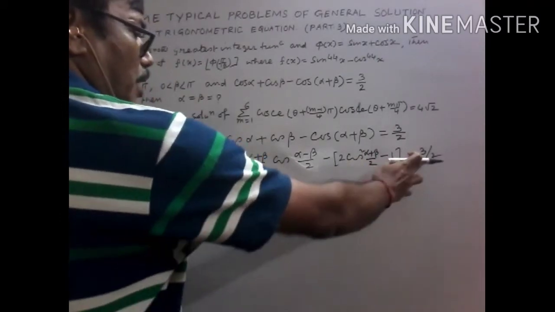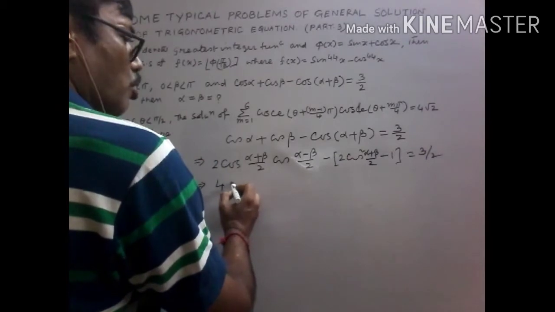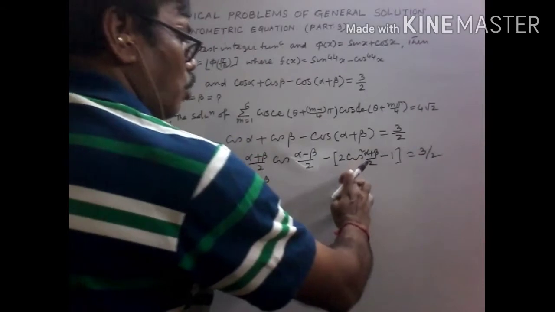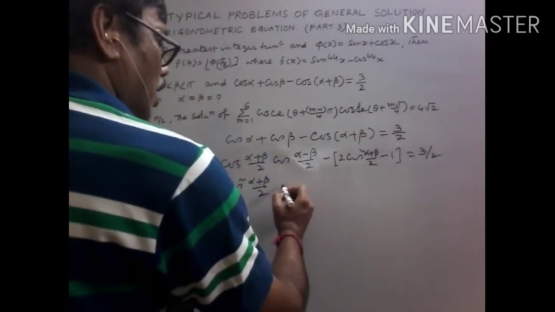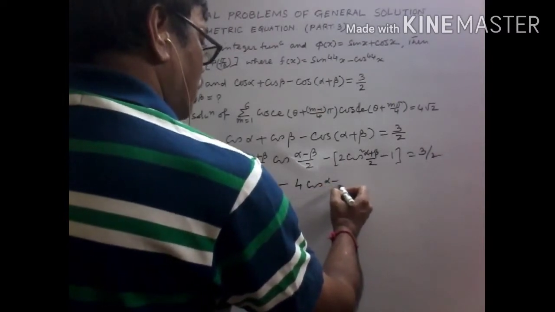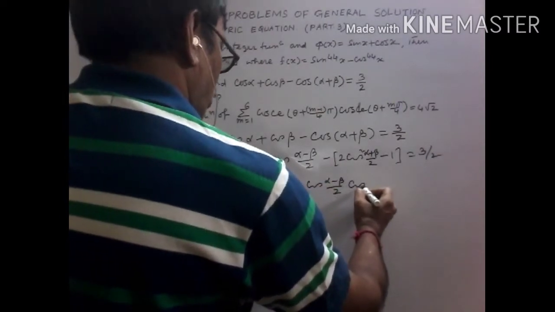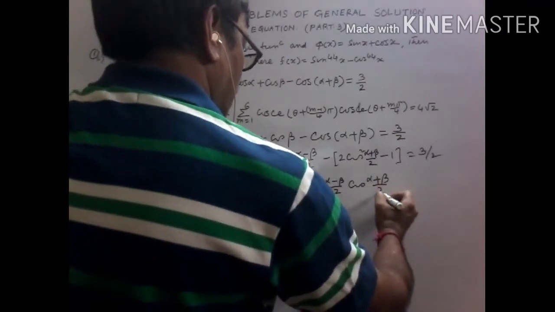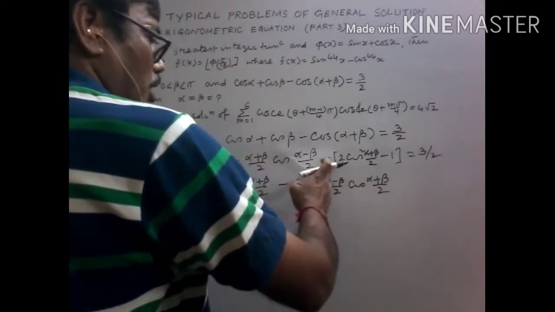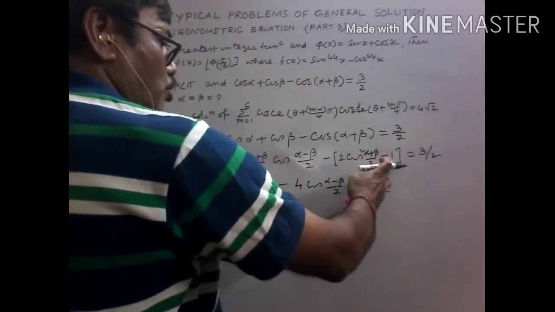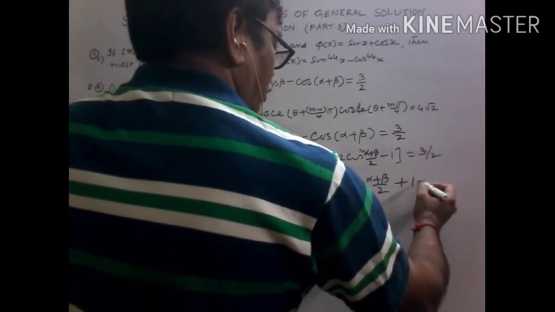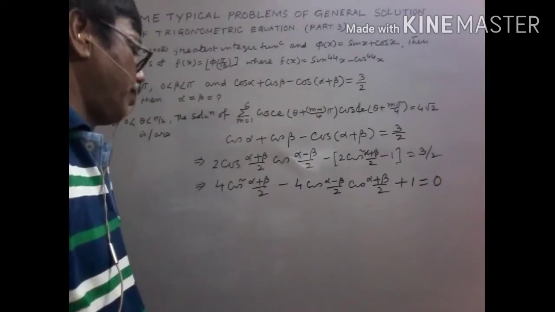So look, it is multiplied by 2. So 4 cos² ((α+β)/2). 2 into 2, 4. We are transferring to the right-hand side. Minus 4 cos((α−β)/2) cos((α+β)/2). And this is minus 2 cos² ... so minus 2, and this is minus minus plus. So this is plus 1. Plus 1 equals 0.